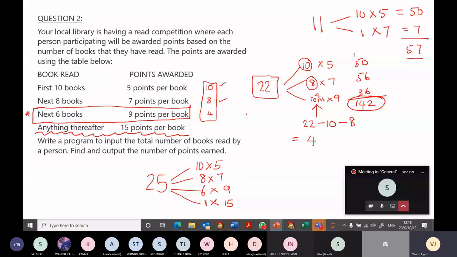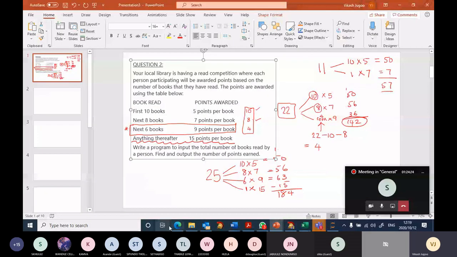The last case, if I enter 25, that's 50, 56, 63, and 15. How much does that give you? That's 9, 9, 14, 4 carry a 1, 5, 10, 16, 17 plus the 1, 18. So if I enter 25 books, I should get 184.